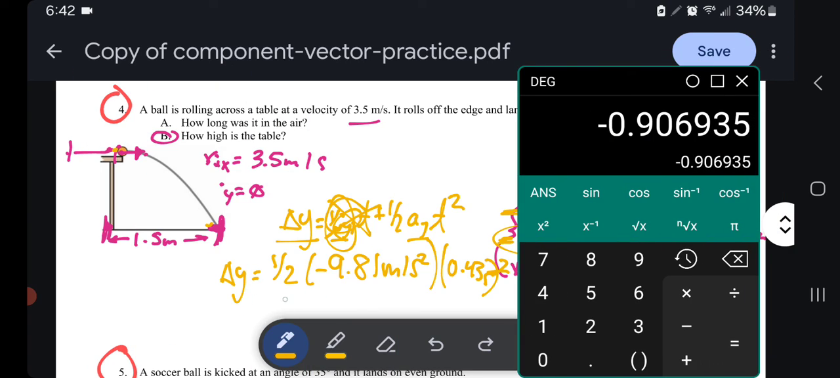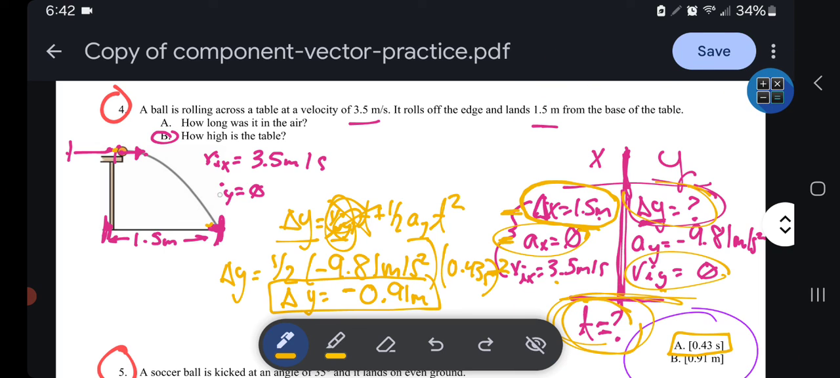Now you'll see the answer said positive number. Alright, my delta y is negative 0.91 meters. Okay, so just shy of a meter is what I dropped, but it asked how high is the table, so that's why the value they gave you is positive, because even though it dropped 0.91 meters, that means that the table was 0.91 meters tall.